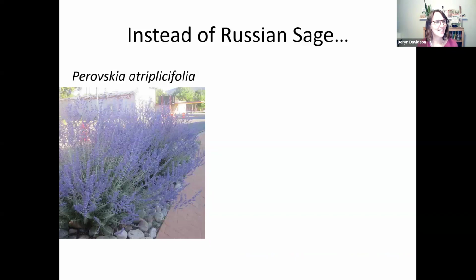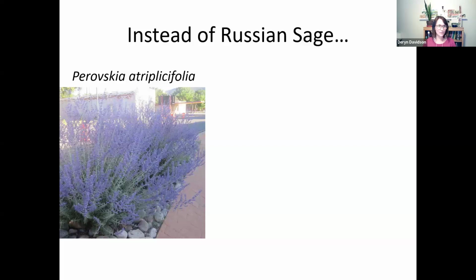So, okay, instead of Russian sage, I really dislike Russian sage. It's beautiful. I mean, you see that picture, look at that kind of airy, nice, kind of lavendery color. But for one thing, I think it smells horrible. If you've ever had to work in or around it, I really don't like how it smells. But it is so aggressive. It's really, really hard to manage.